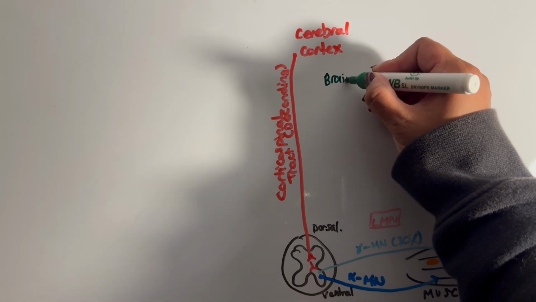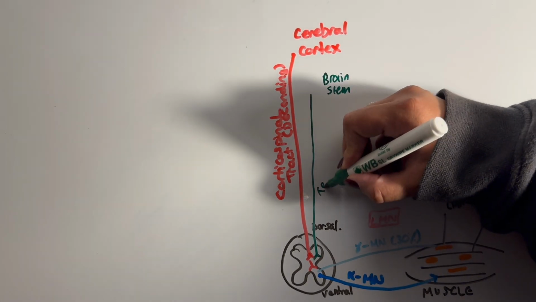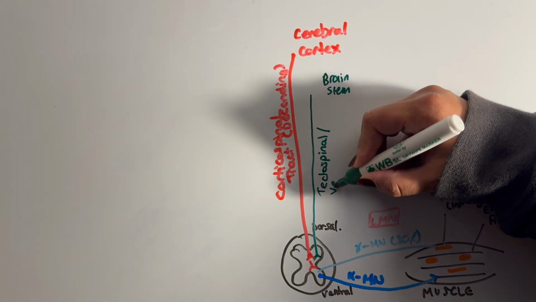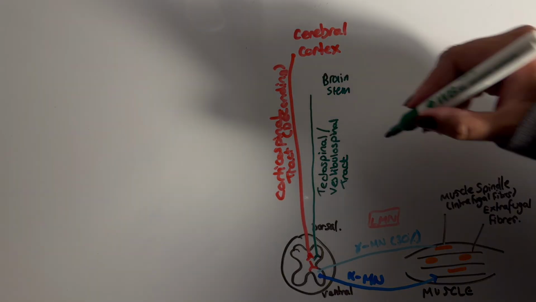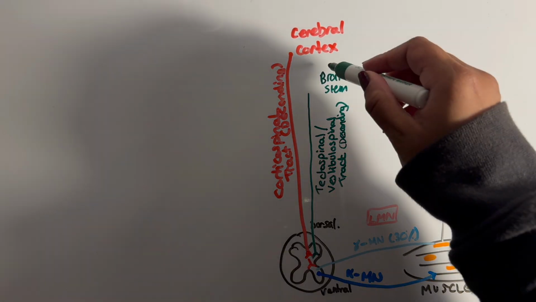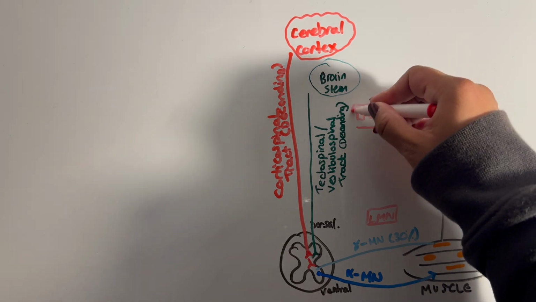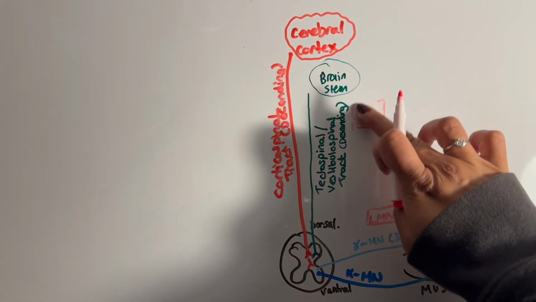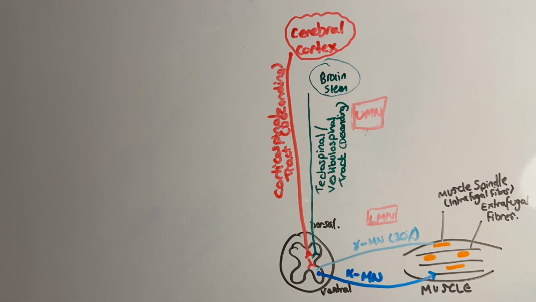We also get signals from the brainstem via the tectospinal or the vestibulospinal tracts, and these are also known as descending. So you have the brainstem and the cerebral cortex sending information to the spinal cord, which then communicates with the ventral side, which then communicates with the muscle. Now the ones up above, the corticospinal, the tectospinal and the vestibulospinal, are known as upper motor neurons, whereas the ones at the bottom are lower motor neurons.